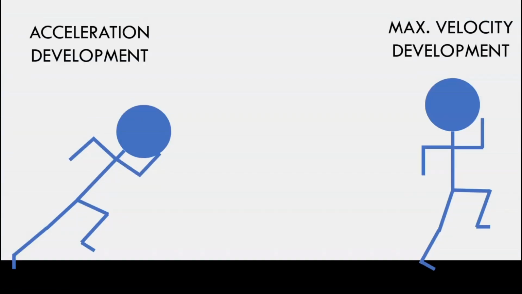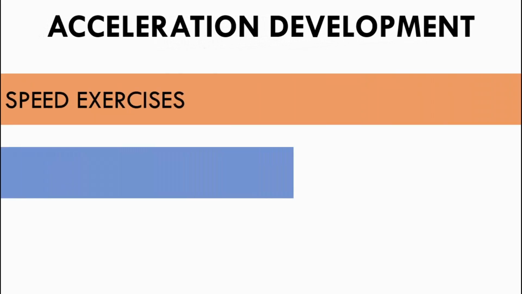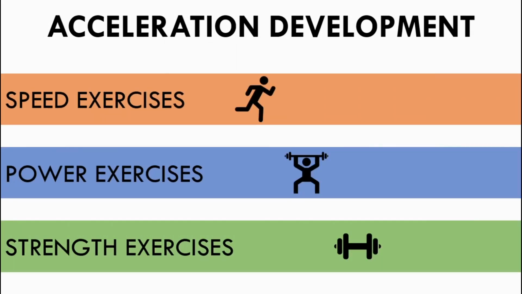Once again, we can break training up into methods which transfer best to acceleration performance and methods that transfer best to maximum speed performance. In terms of acceleration development, there are 3 primary training methods that can be used to enhance performance. These are speed exercises, power exercises, and strength exercises.